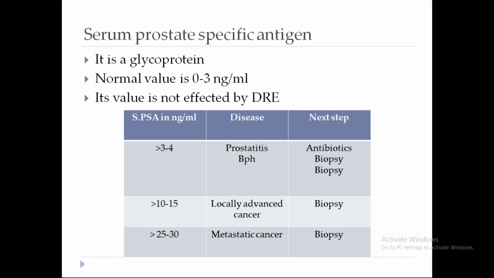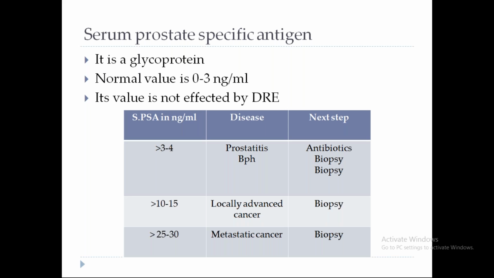Next is prostate specific antigen, PSA levels. It is a glycoprotein. The normal value is 0 to 3 nanogram per milliliter. Its value is not affected by digital rectal examination. So based on these values, we can tell what disease is present.